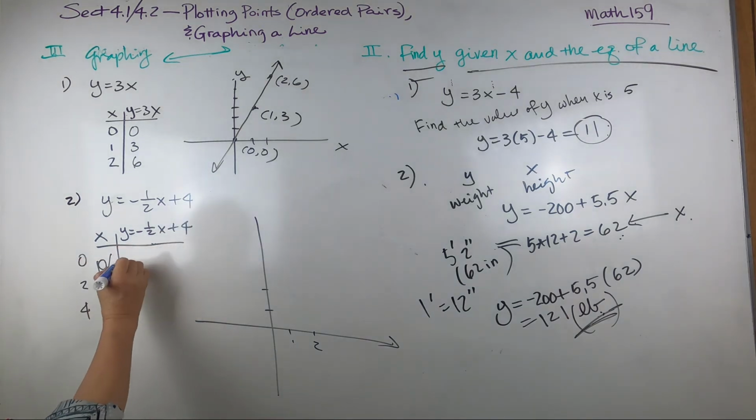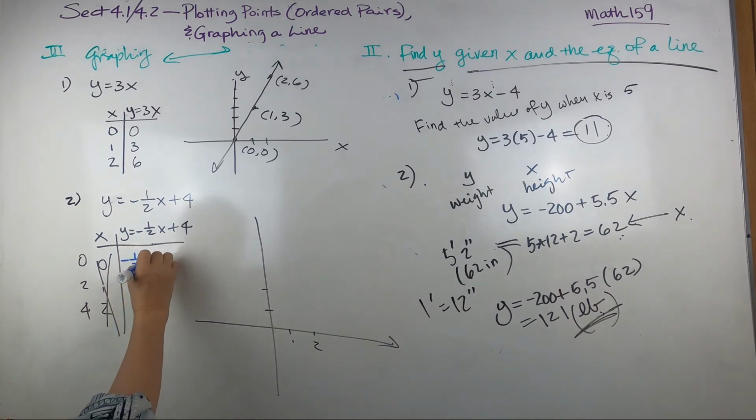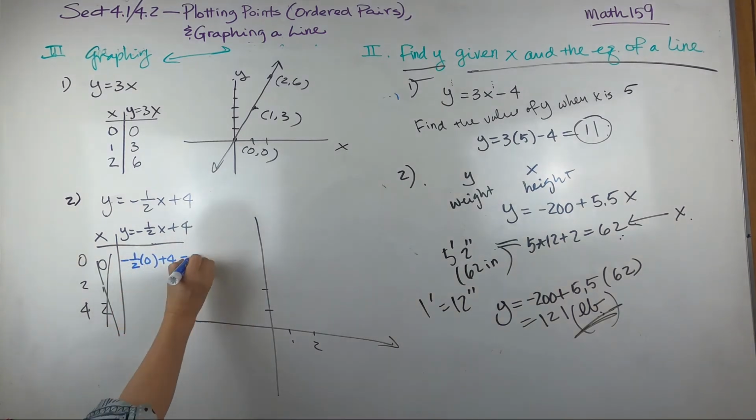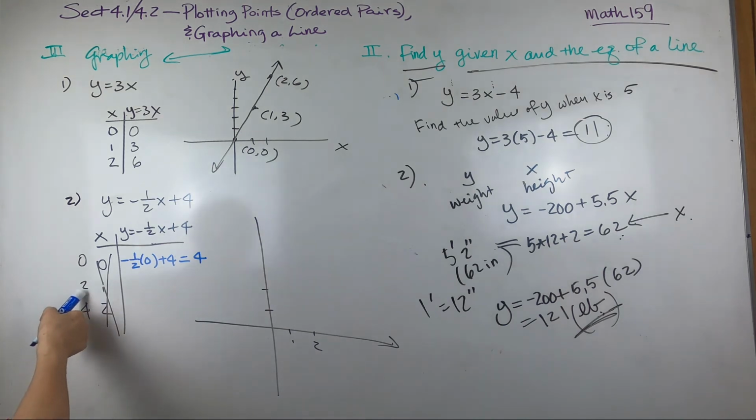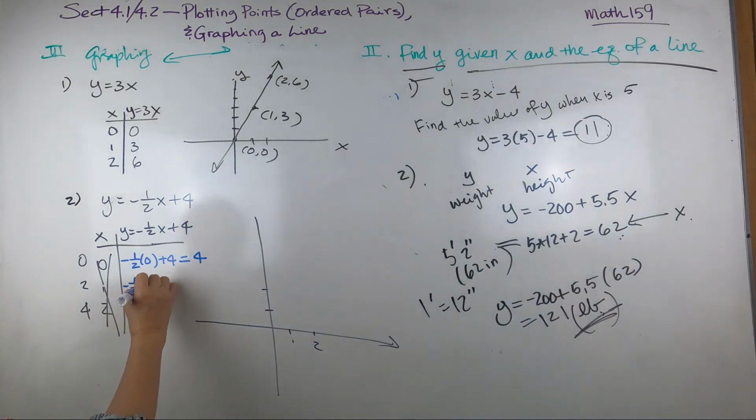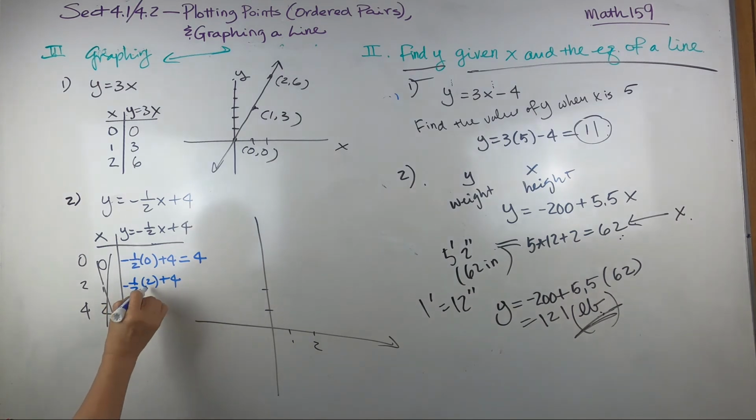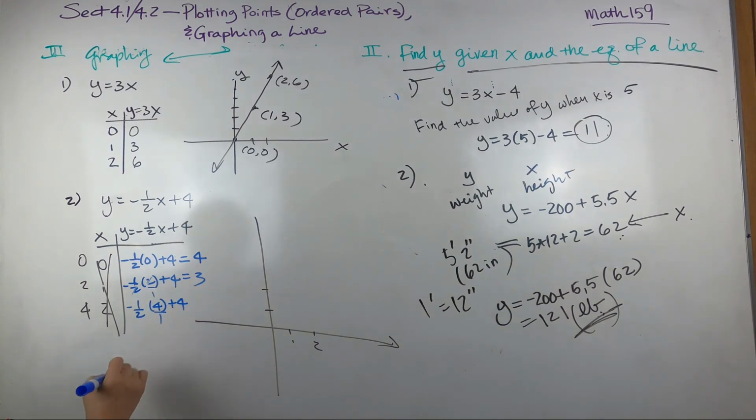So x is 0, that means negative half times 0 plus 4, right? That's 0, that's 4, right? If x is 2, negative half times 2 plus 4. Negative half times 2, you put a 1 underneath, you cross cancel, that's negative 1 plus 4 is what? 3, right? Then 4 would be what? Negative half times 4 plus 4. You put a 1 here, you cross cancel, that's 2. That would be negative 2. Negative 2 plus 4 is what? 2.